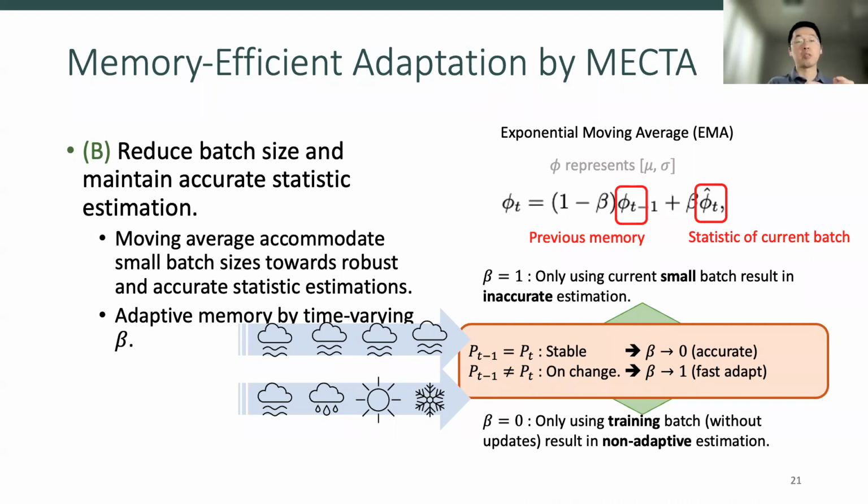Therefore, we will prefer this beta to be closer to 1. So this is the high-level idea of when we should set beta to be a smaller value, and when we should set beta to be a larger value.